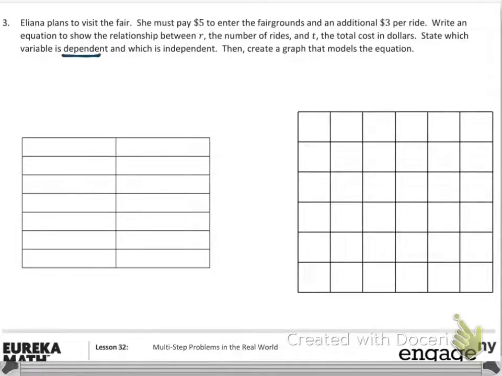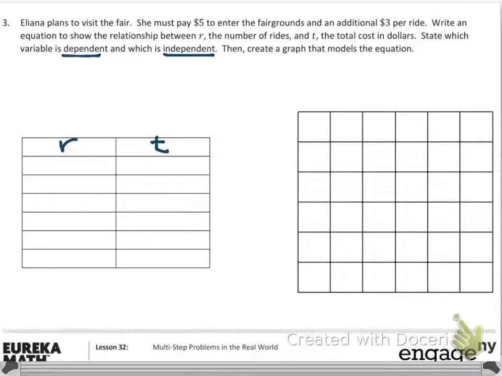So I like to start with the dependent and independent because that tells us which column we put those variables in our table. So does the number of rides depend on the total cost, or does the total cost depend on the number of rides we choose? I would say the latter. We get to choose the number of rides we go on. That's independent. So R goes in the independent variable side, the first column. The total cost depends on how many rides we choose. So that's dependent. R in the first column, T in the second column. R is independent, T is dependent.